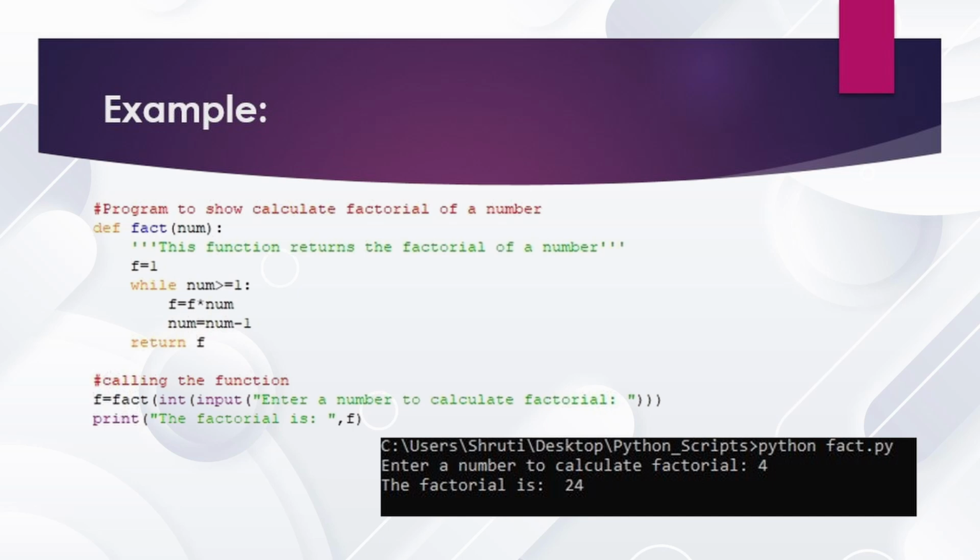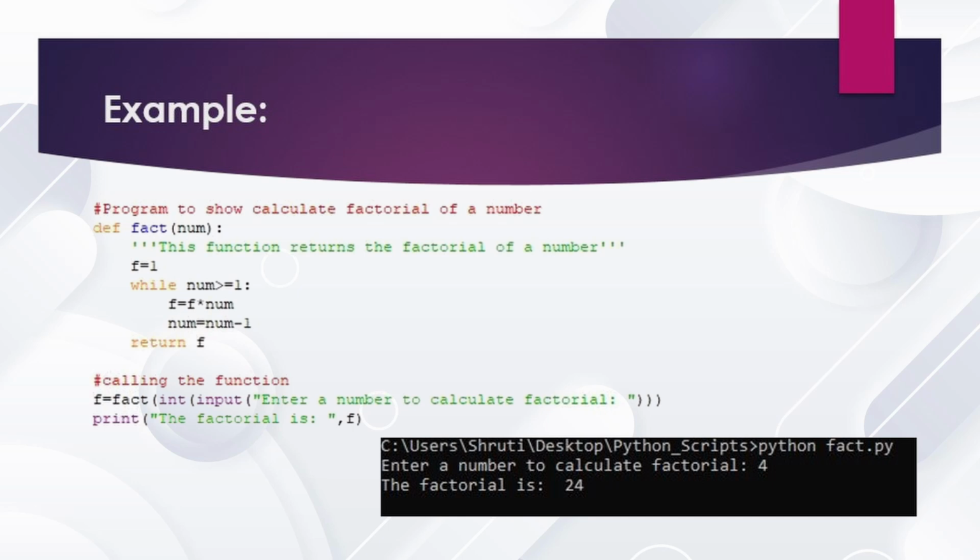This program defines a function named fact that calculates the factorial of a given number. The function takes one parameter num and initializes a variable f to 1. It then uses a while loop to multiply f by each number from num down to 1. Once the loop ends, the final value of f, which is the factorial, is returned. The function is called after taking user input, which is then converted to an integer. The result is then printed on the screen.